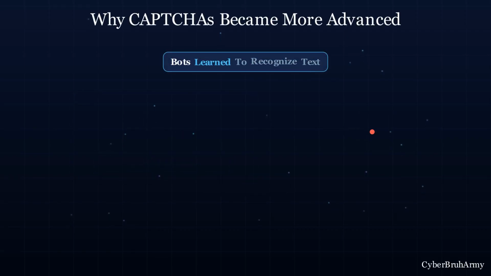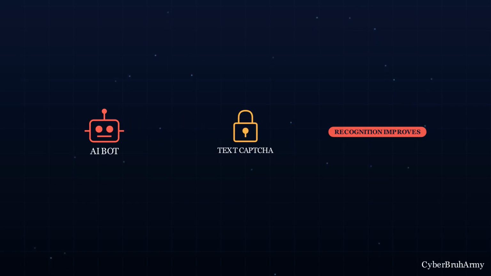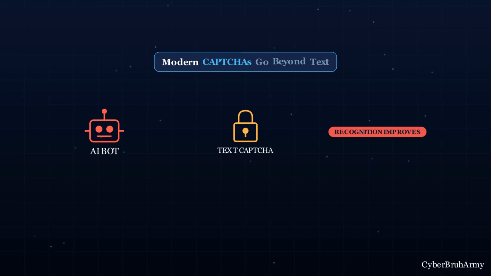As machine learning improved, advanced bots became better at recognizing distorted characters. That limitation encouraged websites to move toward more complex challenges and behavioral techniques. This is why modern CAPTCHA systems are no longer limited to reading blurry text.